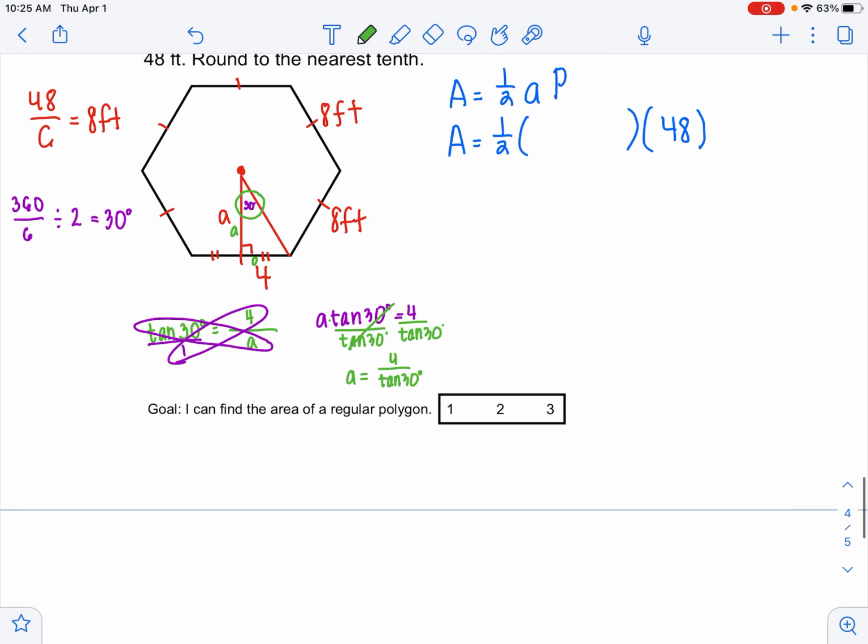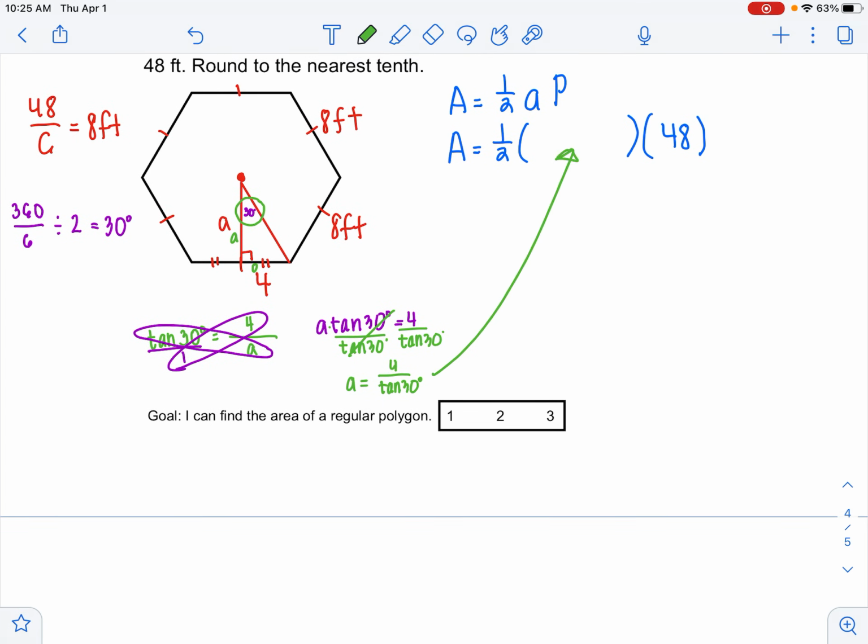That's exactly what I need. I need the apothem, right? So this can plug in right here. So I'm going to do 4 over tangent of 30. Now I'm ready to get my final answer, so I'm going to pull up my calculator again.